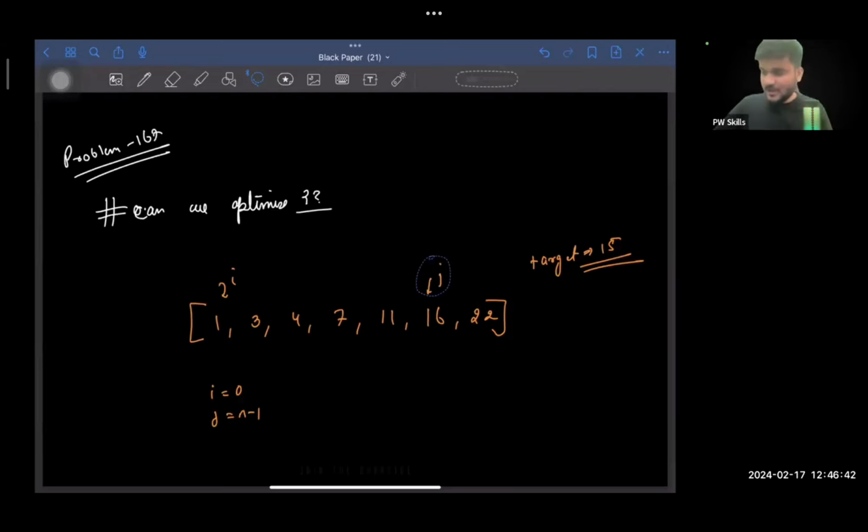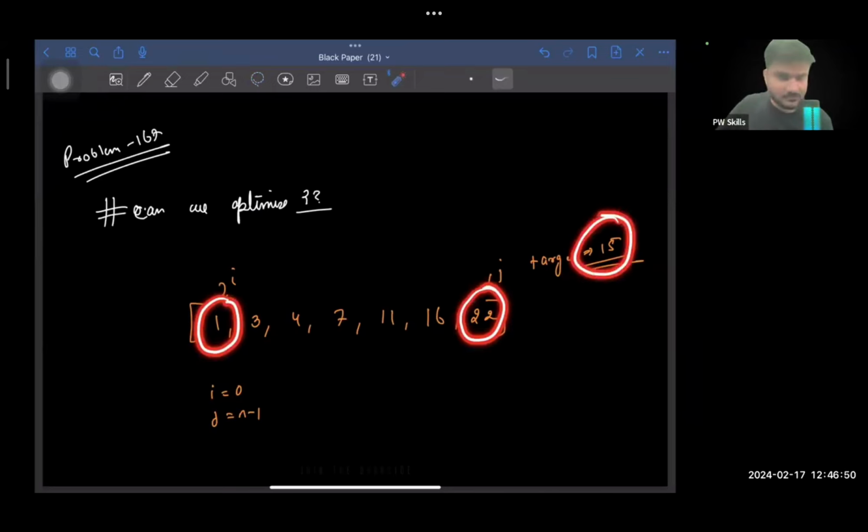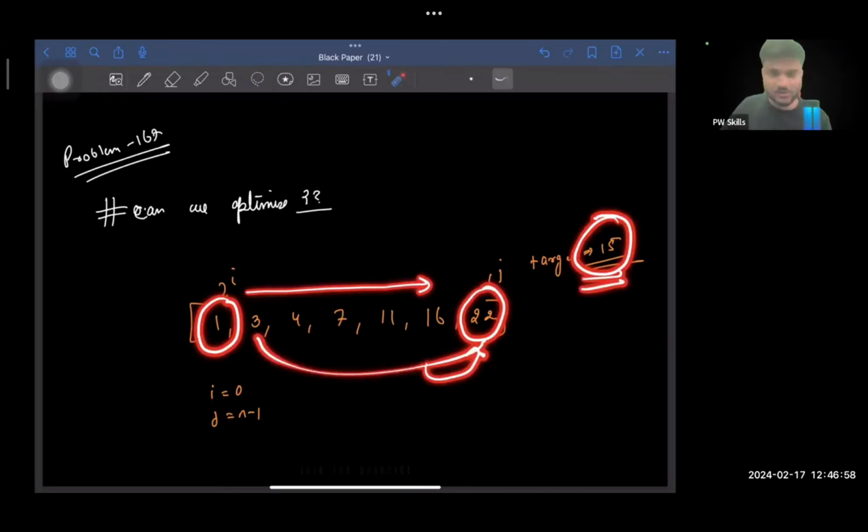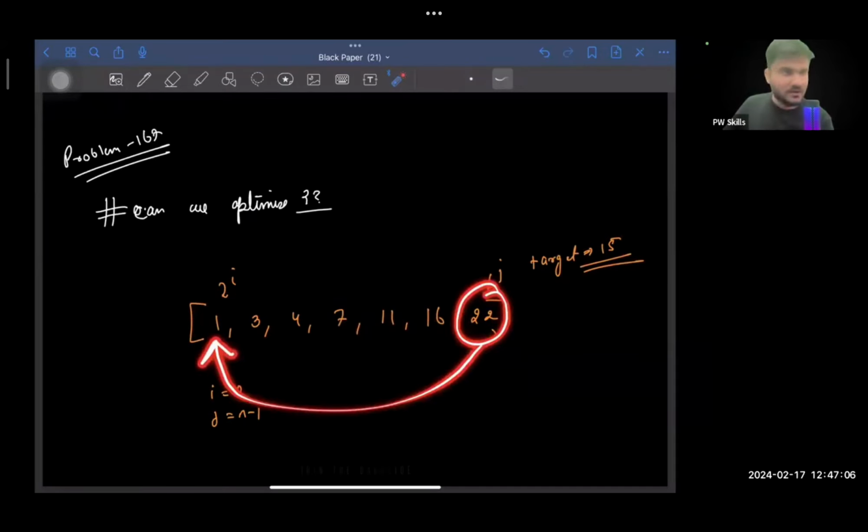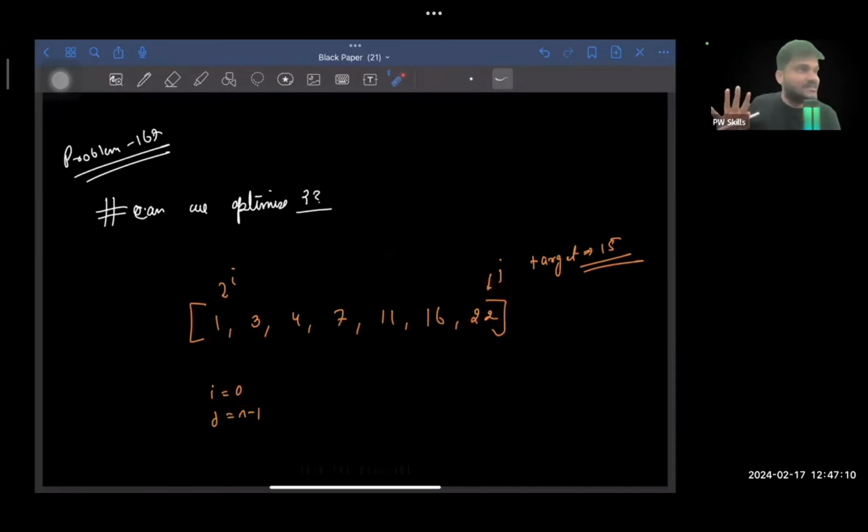Why are we able to move j to the left? We are able to move j to the left because of one more reason: if 22 plus 1 is greater than 15, then anything to the right of 1, if summed up with 22, will also be greater than 15. For example, 22 plus 3 will also be greater than 15. 22 plus 4, 22 plus 7, everything will be greater than 15. So if 22 is not compatible with 1, 22 is not compatible with anyone. So 22 is of no use to us. We don't need 22. So what we do? We do j minus minus.